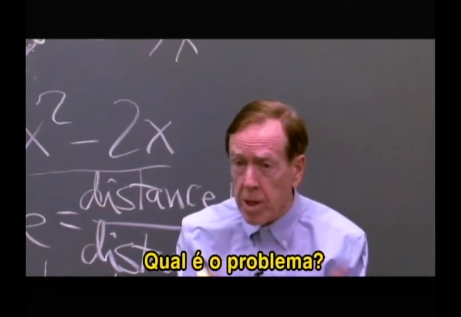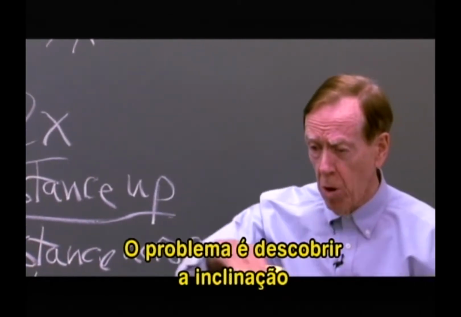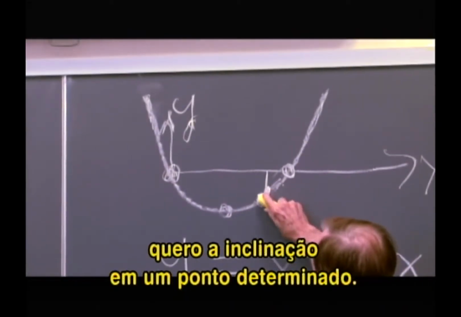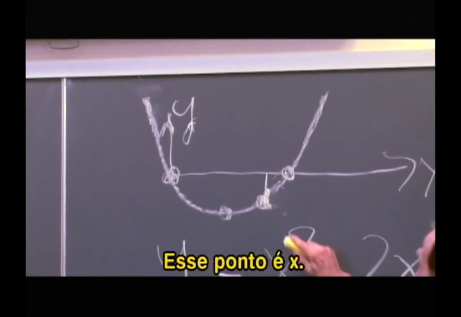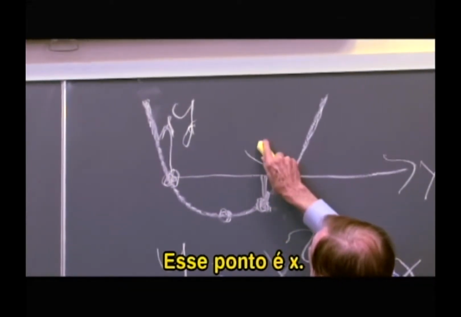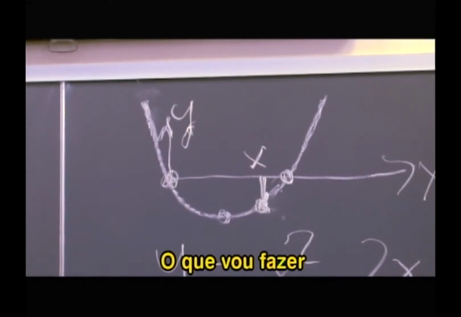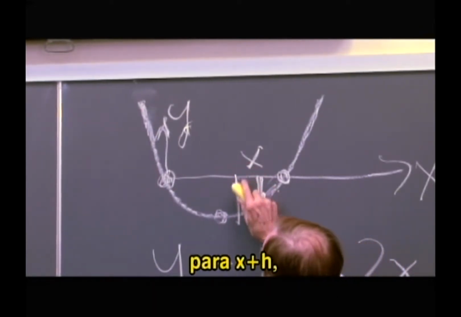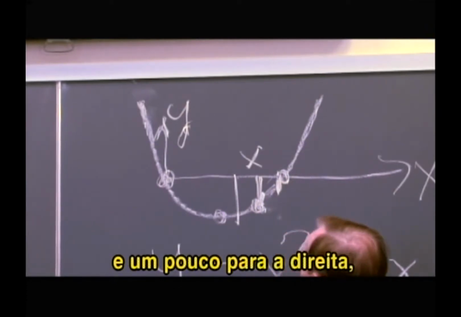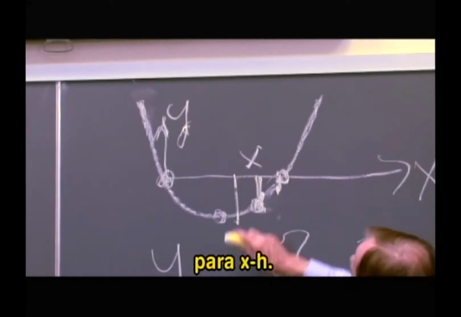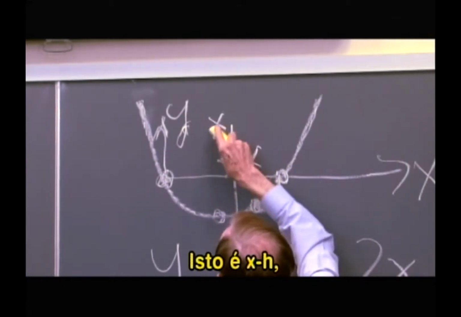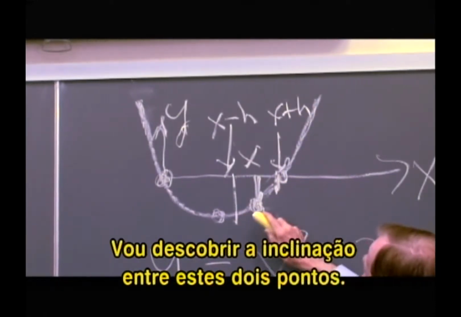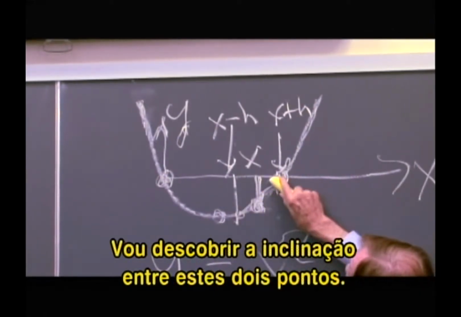Okay, so again, what's the problem? The problem is finding the slope when the slope is changing. So here's the idea. I want the slope at a typical point, and that typical point is x. What I'm going to do is look a little to the left of that point and a little to the right of that point, x minus h and x plus h. So this is x minus h, and this guy is x plus h. And figure the slope between those 2 points.